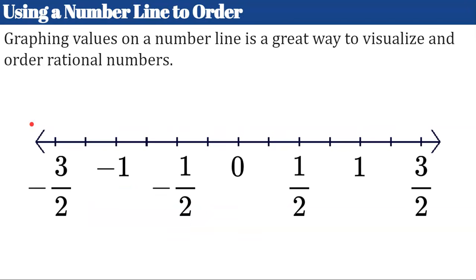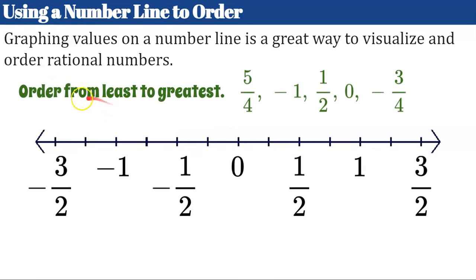Now we're going to use a number line to order rational numbers. So graphing values on a number line is a great way to visualize and order, and this helps keep track of things so that we don't make errors. So here's my number line. You can see that it's going up by fourths. 1/4, 1/2, 3/4, 1, 1 1/4, 1 1/2. Going backwards the same way, to the left, -1/4, -1/2, -3/4, -1, -1 1/4, -1 1/2. -3/2 is the same as saying -1 1/2.